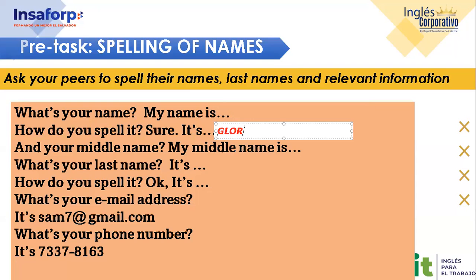G-L-O-R-I-A. Okay. And your middle name? My middle name is G. Okay. Acá no, acá solo dan el nombre. El segundo nombre, ya en la siguiente sí. Gloria. That's your second name? My name is Gloria. And your second name? Middle name? Segundo nombre? Gloria. Ana Gloria. Ana, okay, Ana, right? So your name is Ana.